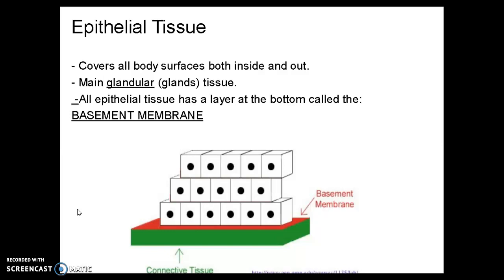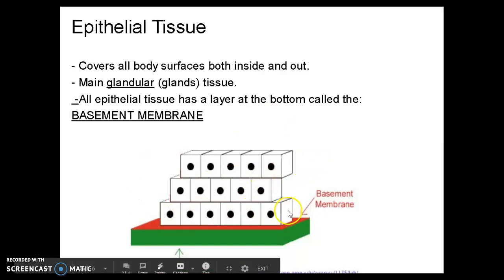One thing that is common among all of the different epithelial tissues that we're going to talk about is that they have a layer underneath called the basement membrane. So if you look at this very simple diagram of epithelial tissue, these cubes that you see stacked on top of one another, these are epithelial cells, and they are sitting on this red basement membrane.